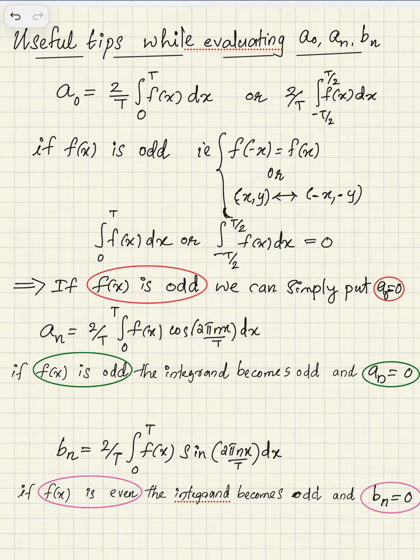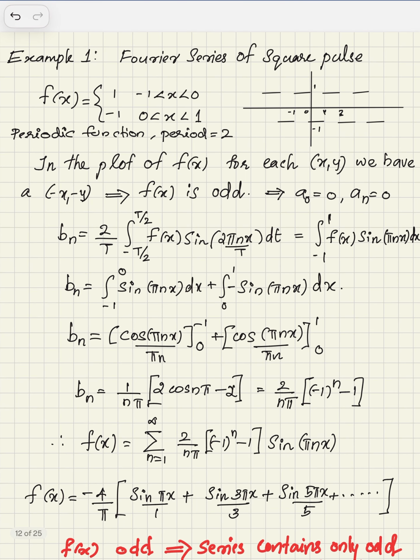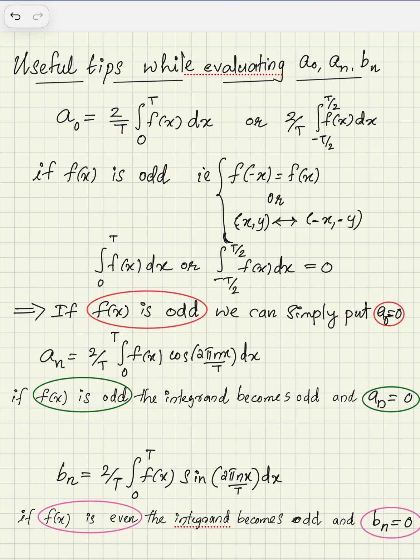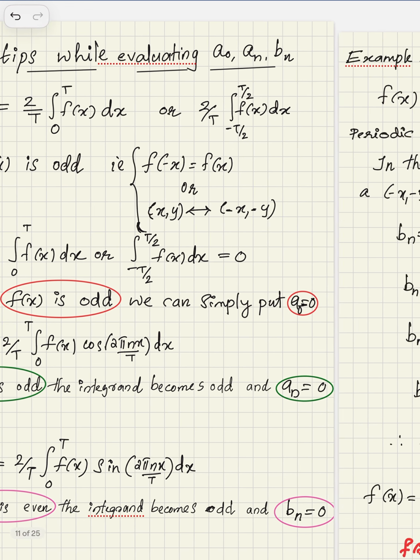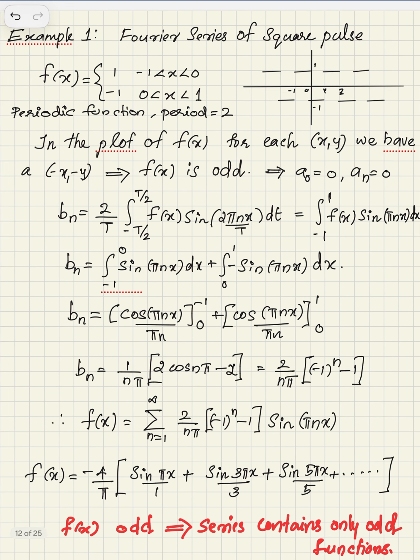If f of x is even, the integrand for bn becomes odd, because the sine function is odd, and even into odd is odd. So if f of x is even, bn becomes 0. It will be very easy if you can identify the nature of the function. If it is odd, no need to evaluate a0 and an. If it is even, no need to evaluate bn. I'll consider an example.